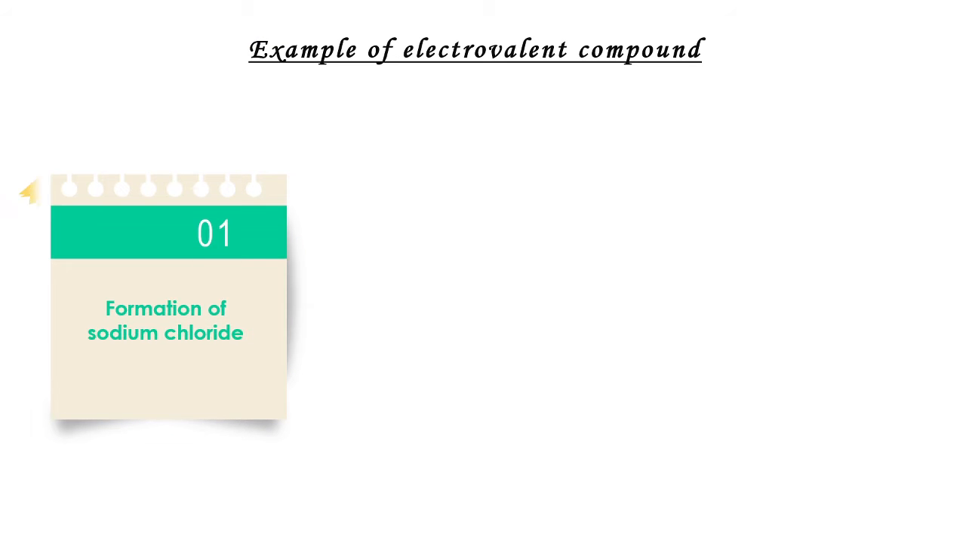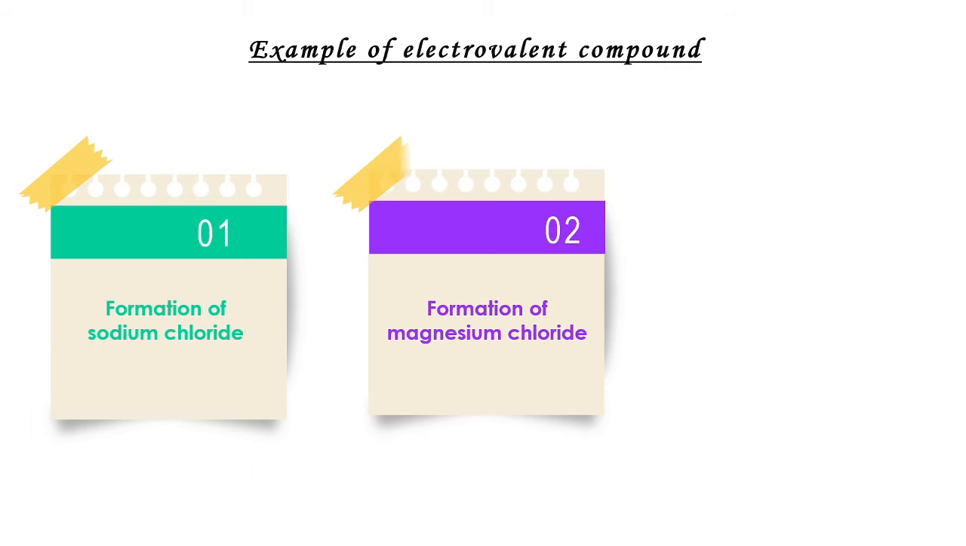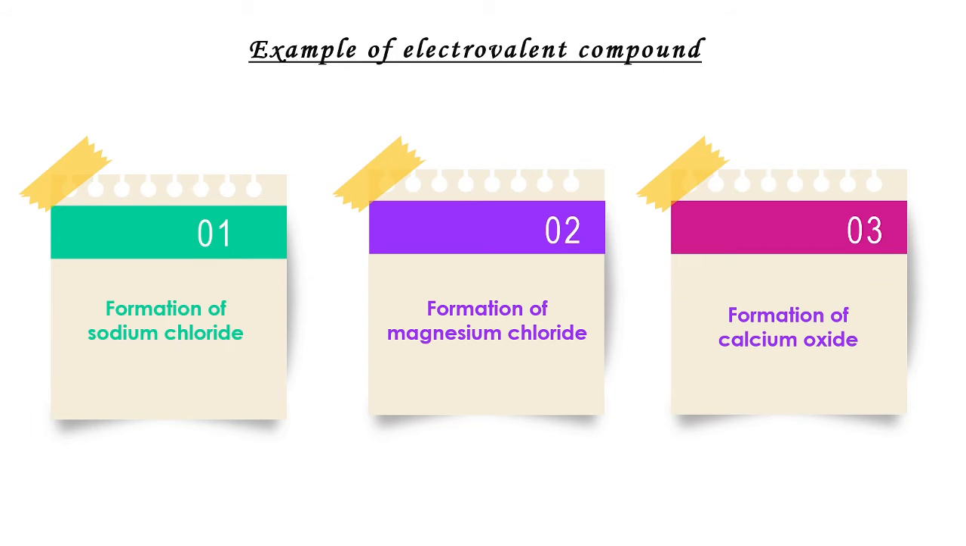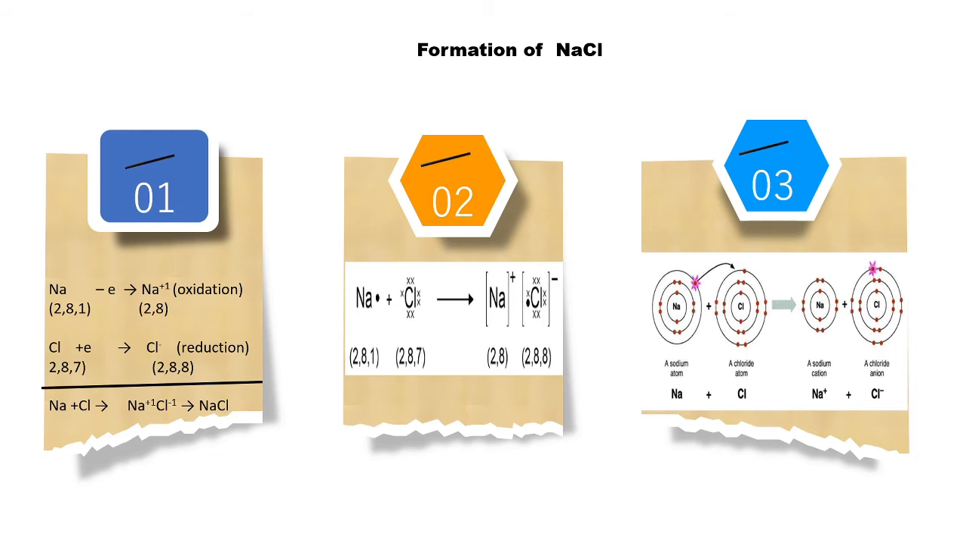Number one is the formation of sodium chloride. Number two is the formation of magnesium chloride. And number three is the formation of calcium chloride. I will be teaching and elaborating each of the examples in detail. So let's begin. Now, the first one is the formation of NaCl.